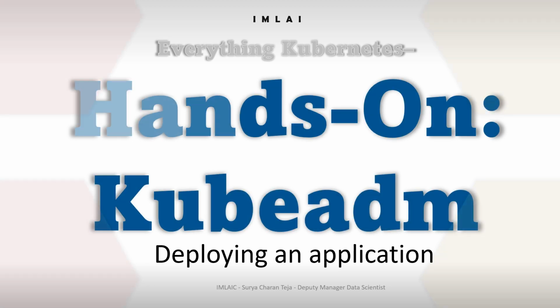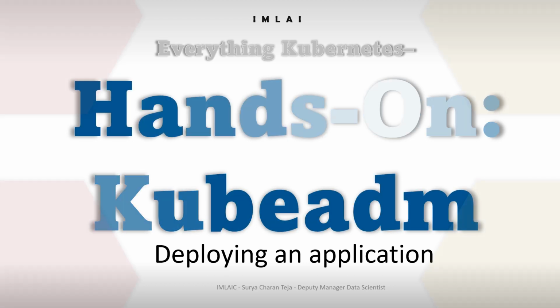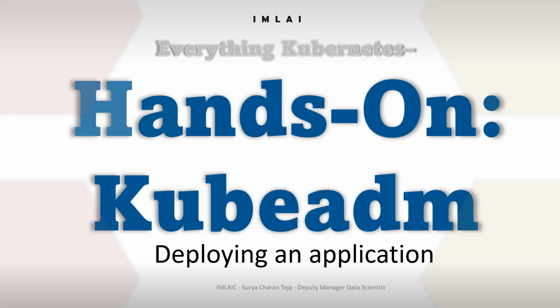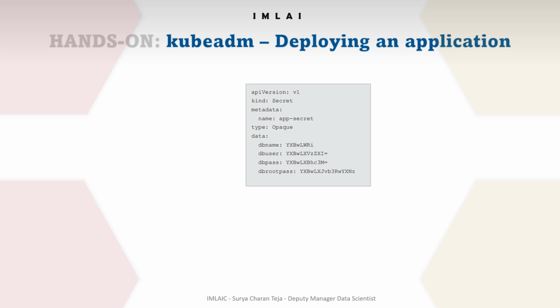So it's a classic two-tier application where the first tier is the application server, that's WordPress, that uses the second tier for data persistence, that is MySQL. So let's begin with our first step. It's to create a Kubernetes secret.